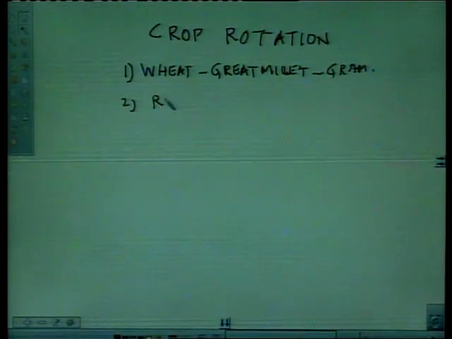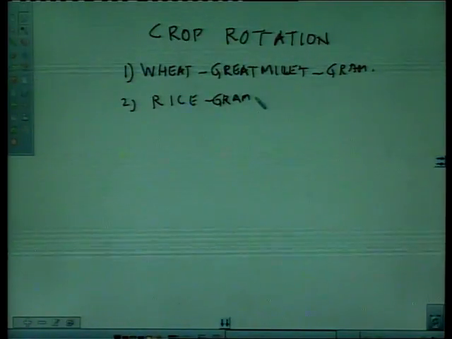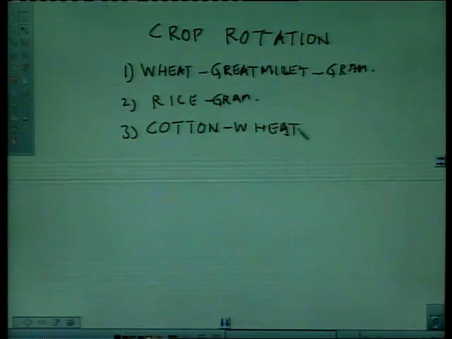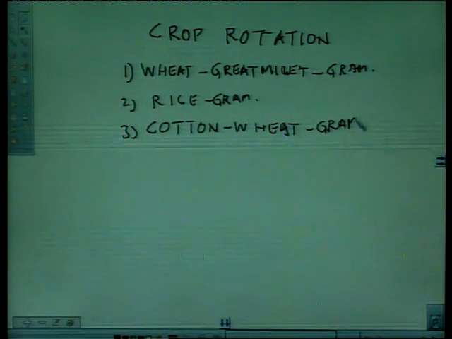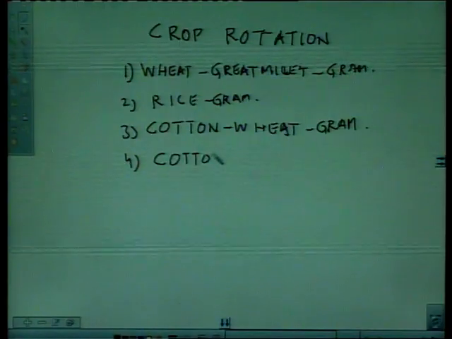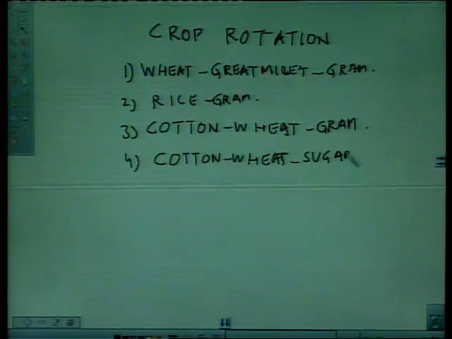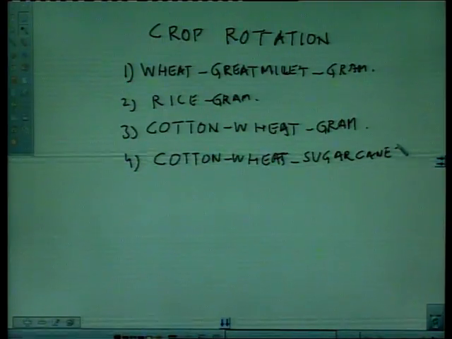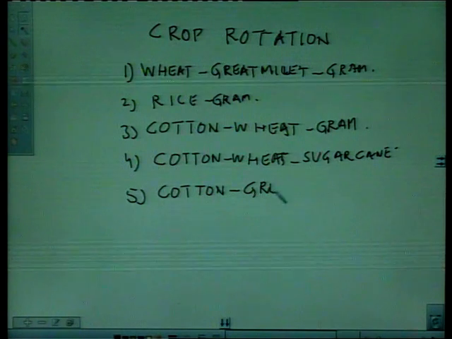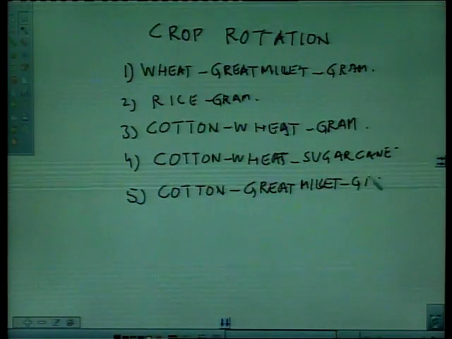Second, rice, gram. Cotton, wheat, gram. Cotton, wheat, sugarcane, cotton, wheat, sugarcane, cotton, great millet, and gram. So, these are the various crops.